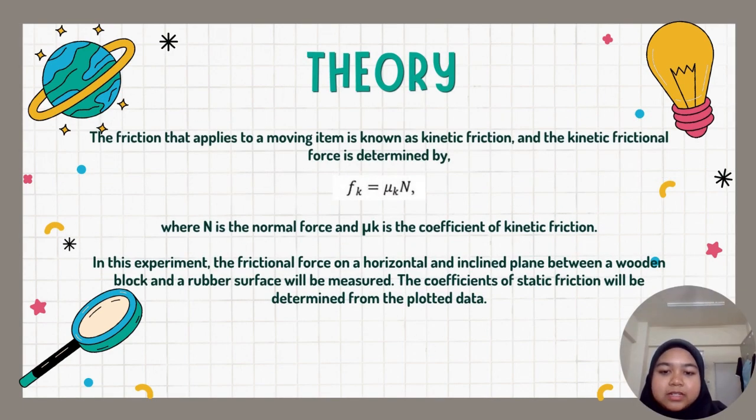The friction that applies to a moving item is known as kinetic friction, and the kinetic frictional force is determined by Fk equal to mu k n, where n is the normal force and mu k is the coefficient of kinetic friction. In this experiment, the frictional force on a horizontal and inclined plane between a wooden block and a rubber surface will be measured, and the coefficient of static friction will be determined from plotted data.